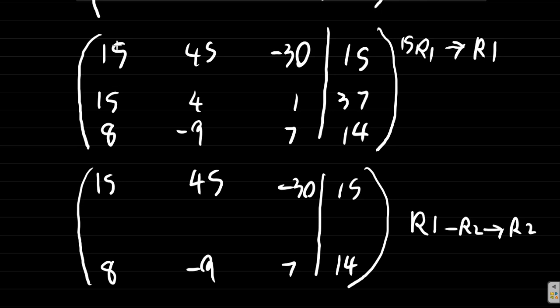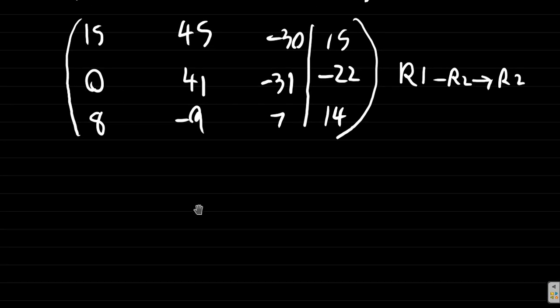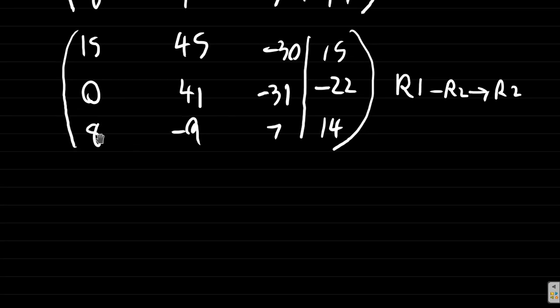Row 1 minus row 2, 15 minus 15 is 0. 45 minus 4 is, that's 41. Negative 30 minus 1 is negative 31. And then 15 minus 37 gives us negative 22, negative 22. Good. So you see that? Now, let's try and get a 0 here. Right here.